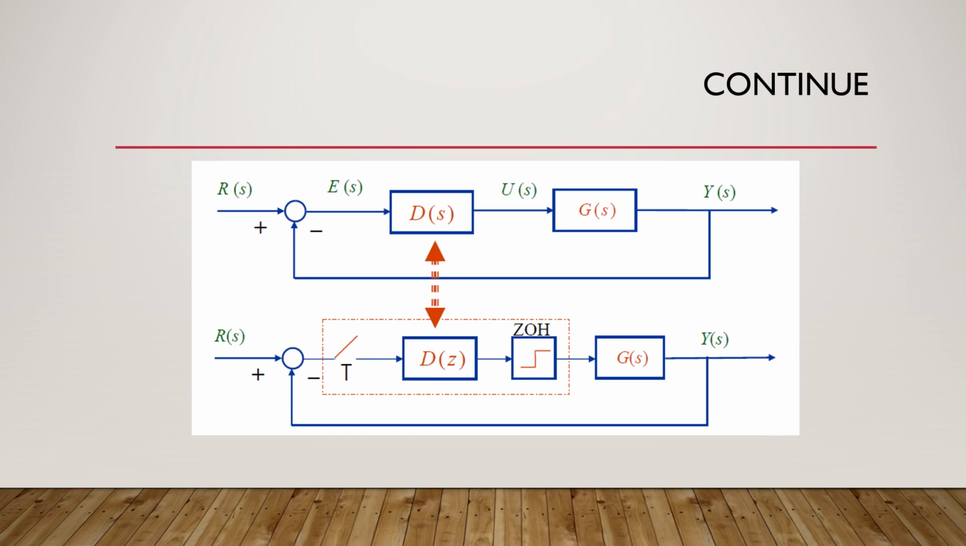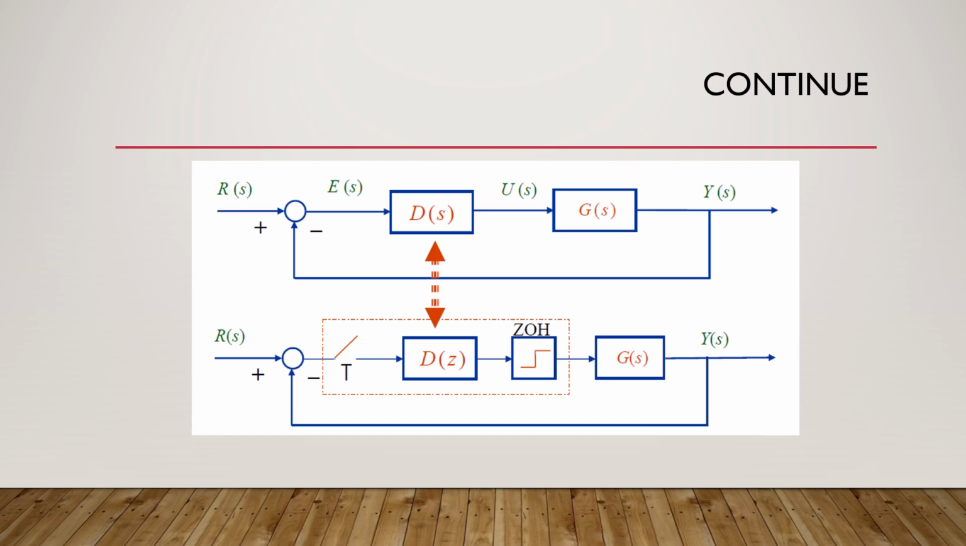The first block diagram is for the continuous time control system, in which R of S is the input or reference signal, E of S is the error signal, and the D of S block is basically the PI controller, U of S is the control signal, G of S is the plant transfer function, and Y of S is the output. And then we discretize this continuous time system by using the zero order hold operation.